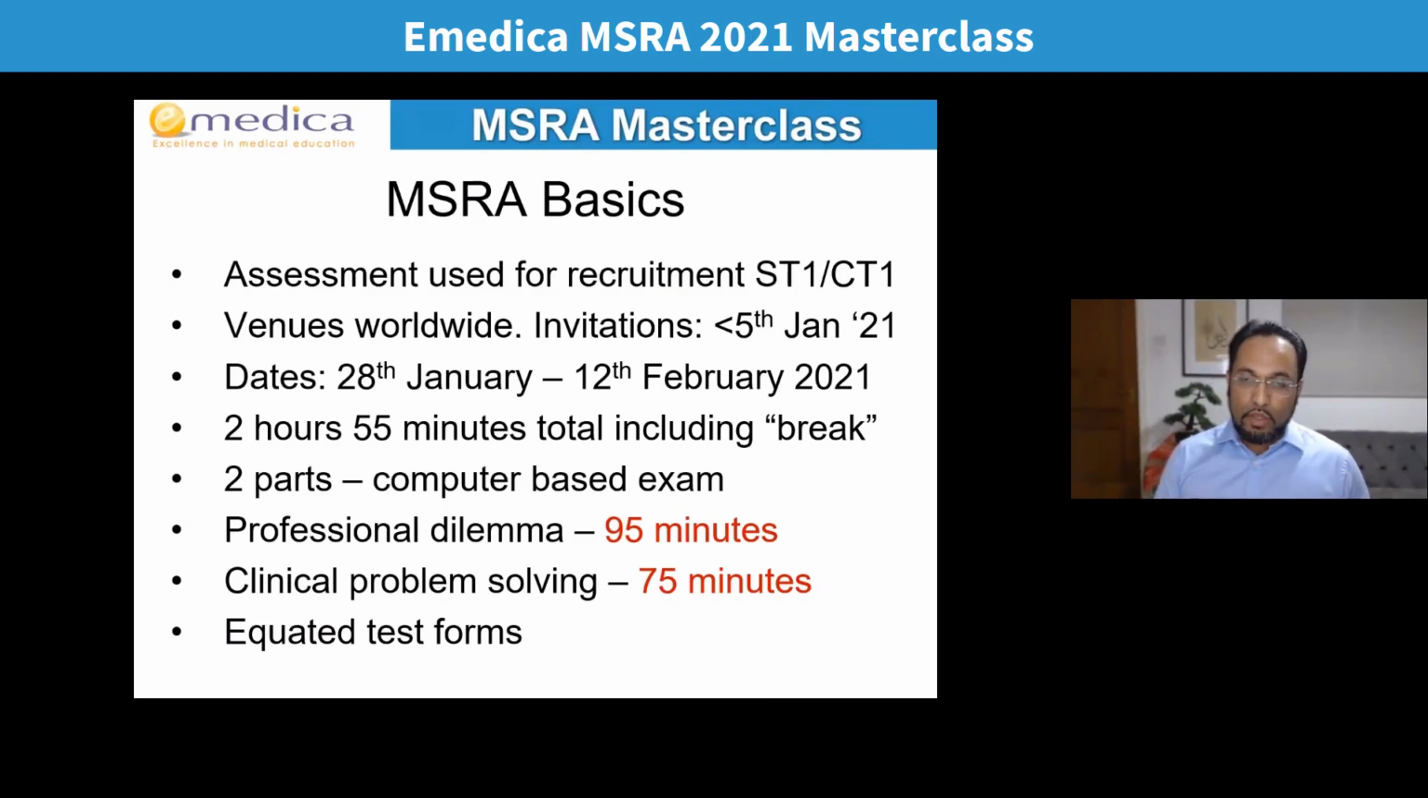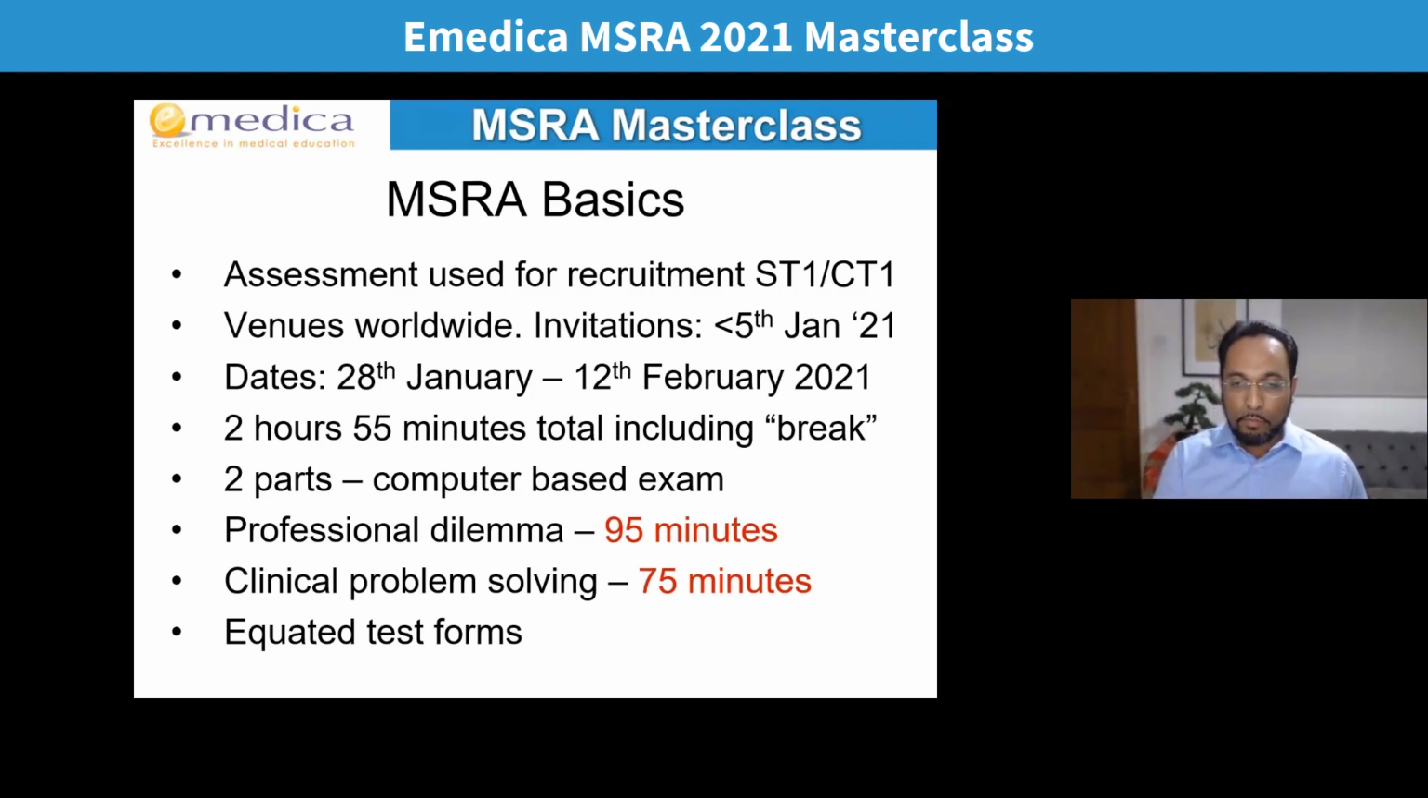The whole assessment is done in one sitting. It's 2 hours and 55 minutes, including the break. There are two parts, and the whole thing is done on computer. You will always have the professional dilemma paper first. That's the SJT paper, which is 95 minutes. Then there's a 5-minute break. Then you immediately start the clinical problem solving paper, which is 75 minutes.